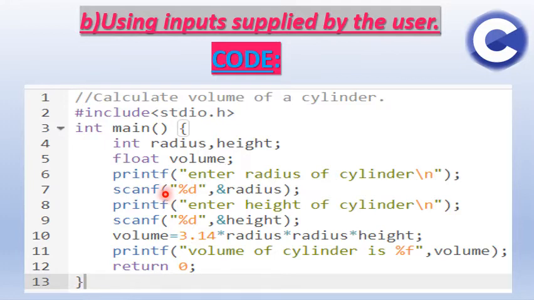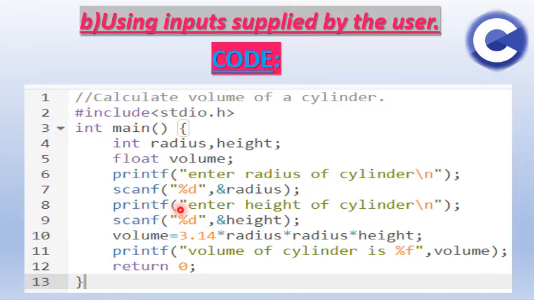Then the scanf function used for inputting the values. Inside the scanf function, inside my parentheses and enclosed between the double quotes, I wrote %d. %d is a format specifier for integer type. That means the user will input a value of integer type, and then comma, address of radius. So the value input by the user, which is of integer type, will be assigned to the variable radius. That means the variable radius which you have declared here will take the value the user is giving.